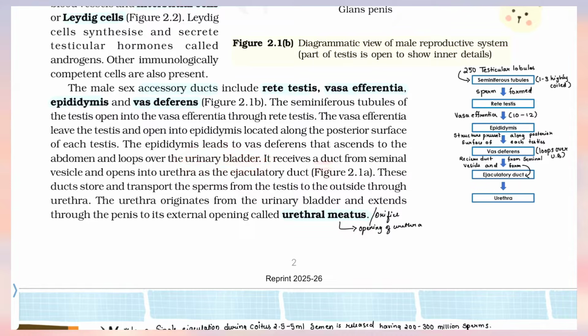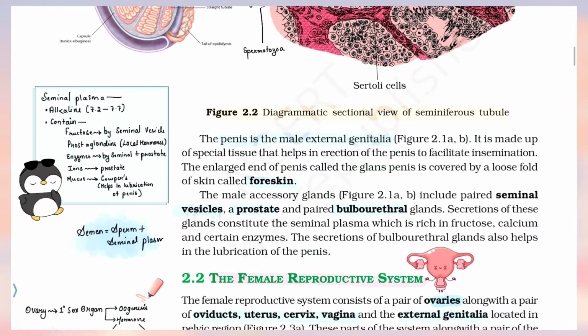It receives a duct from the seminal vesicle and opens into urethra as the ejaculatory duct. This duct stores and transports the sperms from the testis to the outside through the urethra. The urethra originates from the urinary bladder and extends through penis to its external opening called urethral meatus. The penis is the male external genitalia.